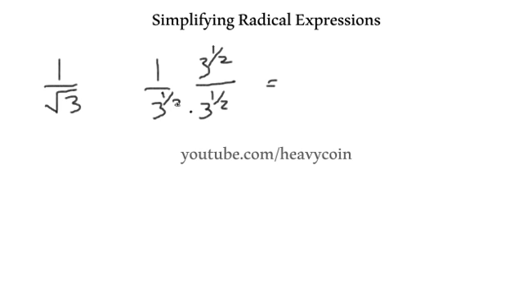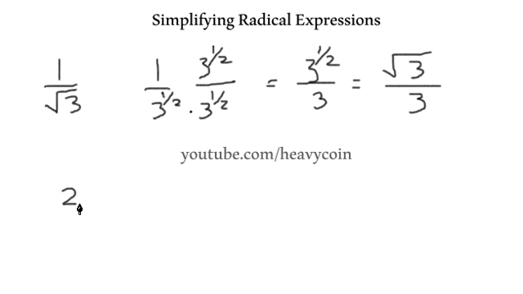Well, bases are the same. Add exponents. A half plus a half is 1. So this just becomes 3 to the first power, and this is 1 times 3 to the half. But I can write this back into radical form, and there we go. So we got the radical out of the denominator and put it up into the numerator. And a lot of times you're asked to write your final answer in this form.